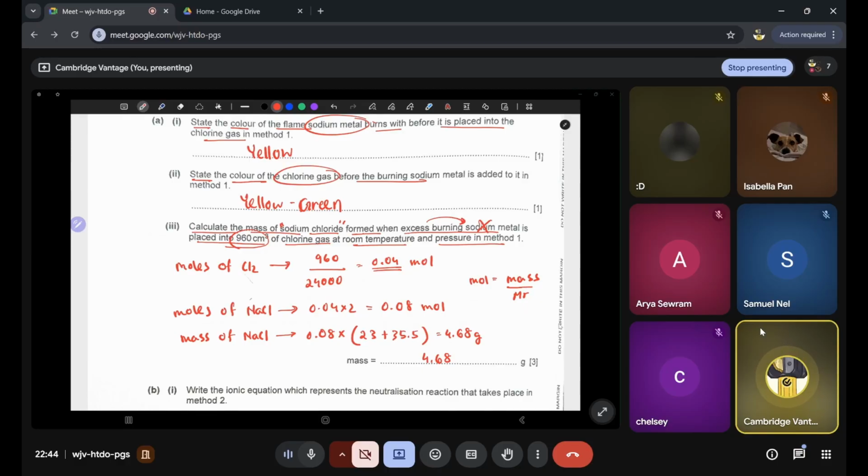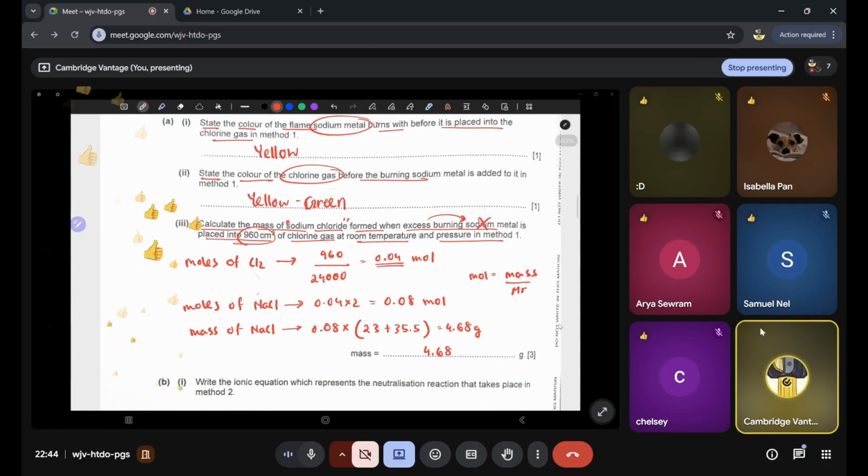Is this question clear for all students? Does anyone have any questions regarding any of the steps here? All right, thank you for answering.